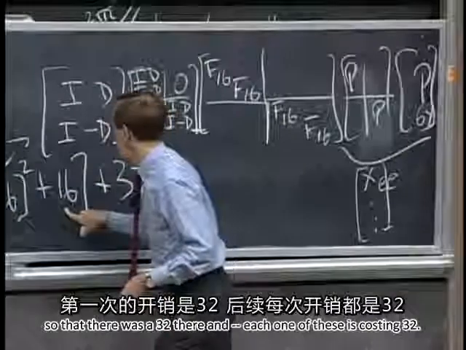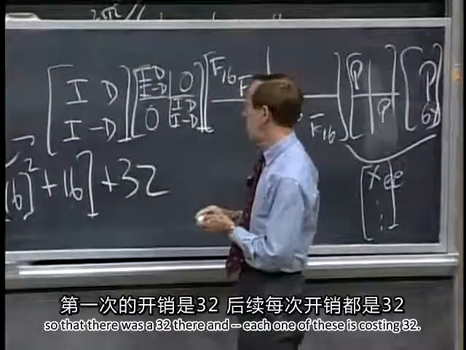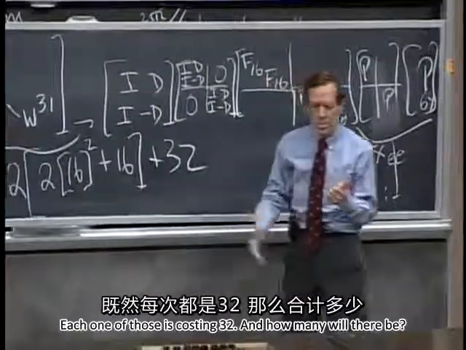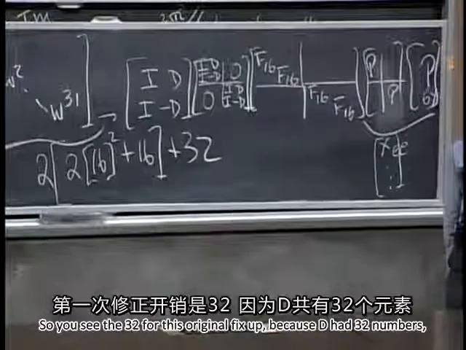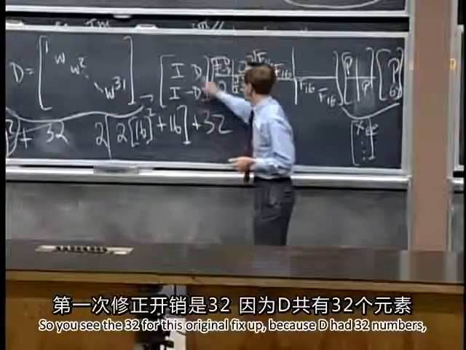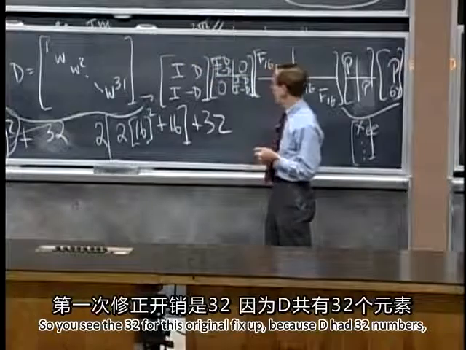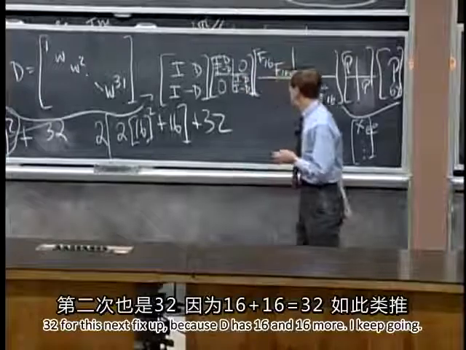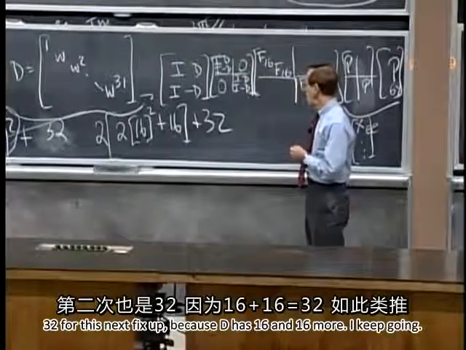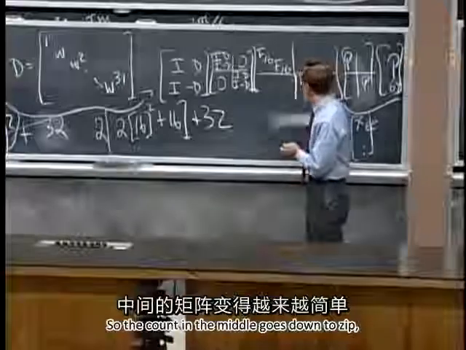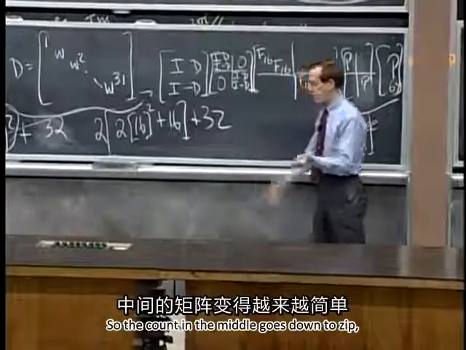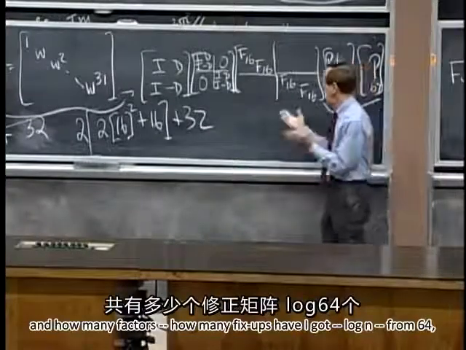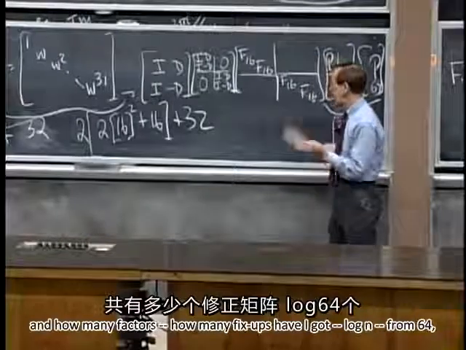So there was a 32 there, and each one of these is costing 32. Each one of those is costing 32. And how many will there be? So you see the 32 for this original fix-up, because D had 32 numbers. 32 for this next fix-up, because D is 16 and 16 more. I keep going. So the count in the middle goes down to zip, but these fix-up counts are all that I'm left with. And how many fix-ups have I got? Log n.